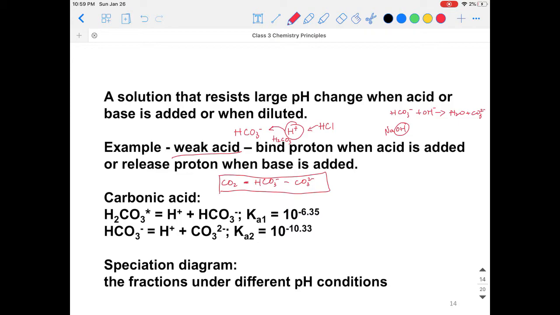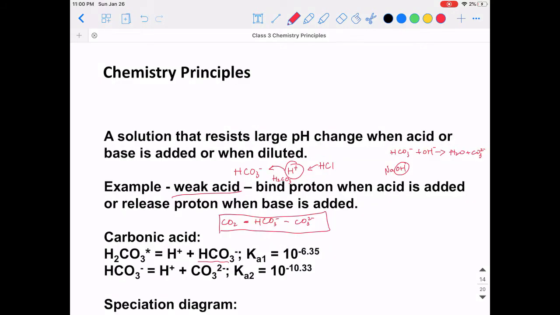So we know that the dissociation of the acid can give us 1 proton and 1 bicarbonate ion. And this reaction has an equilibrium constant of 10 to the negative 6.35. And in terms of further dissociation, the bicarbonate ion can dissociate into a proton again and a carbonate ion. For this reaction, it has an equilibrium constant of 10 to the negative 10.33. So how does this affect the pH or the buffer system?